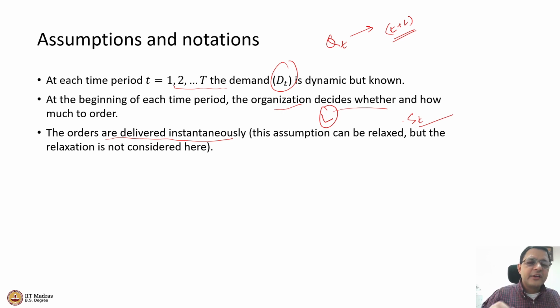Let us consider instantaneous delivery, which means that the lead time is zero. As soon as the organization places the order, the supplier can deliver the product immediately in that particular week, in that particular month, in that particular day. So lead time is zero.